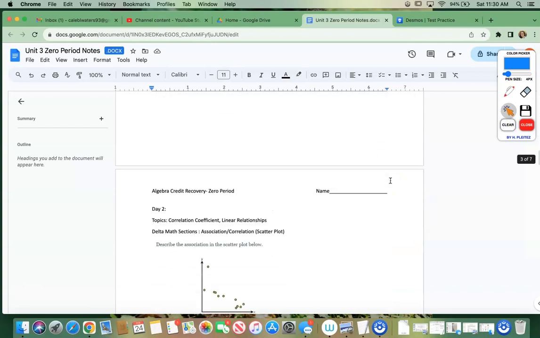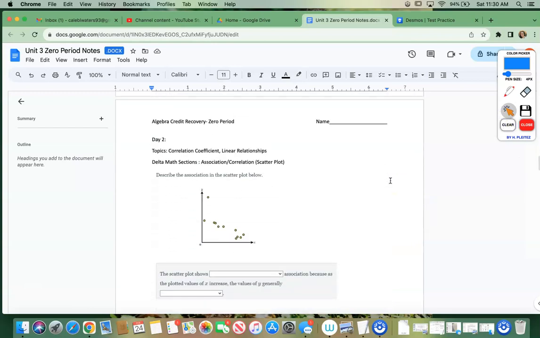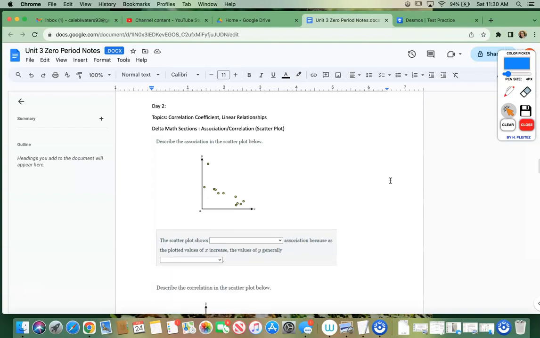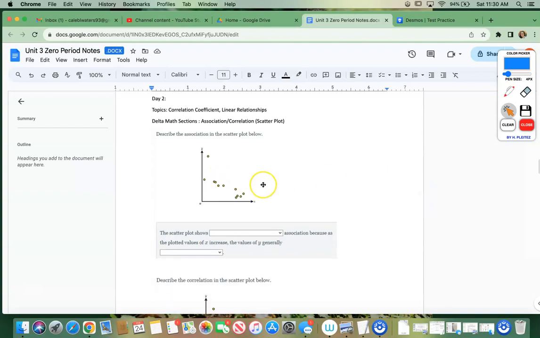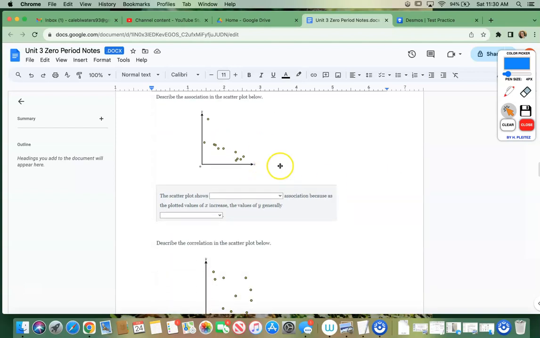All right, let's go ahead and do day 2. These should be pretty fast. These ones, they're already making us a scatter plot, and we just have to talk about it. So this one, you probably are already thinking it looks negative, but it's got one point way up here. So we can say the scatter plot shows a negative association because it's going down as we go left to right.